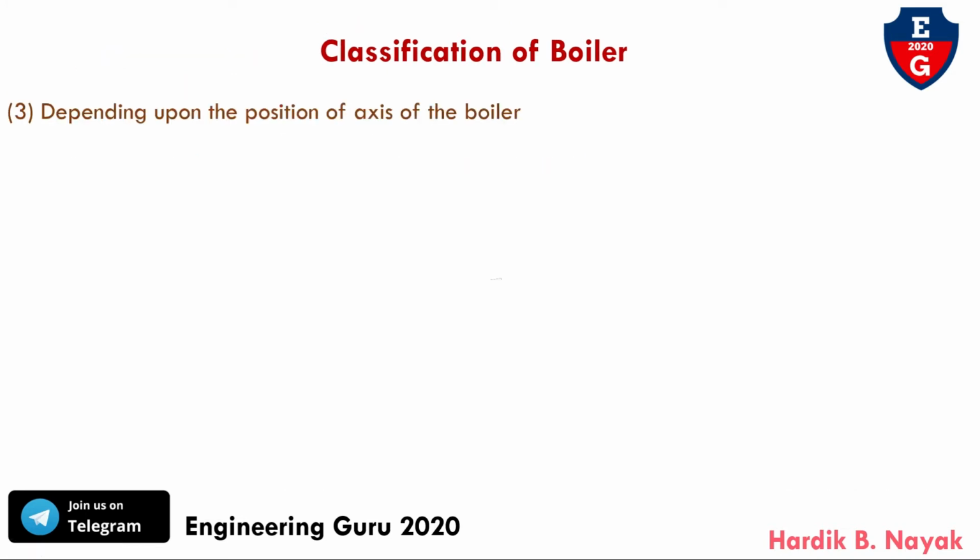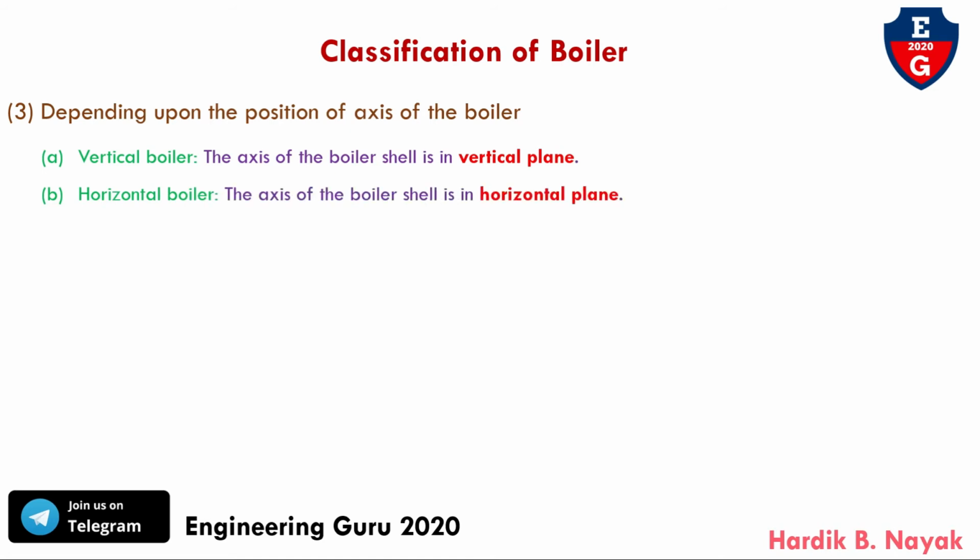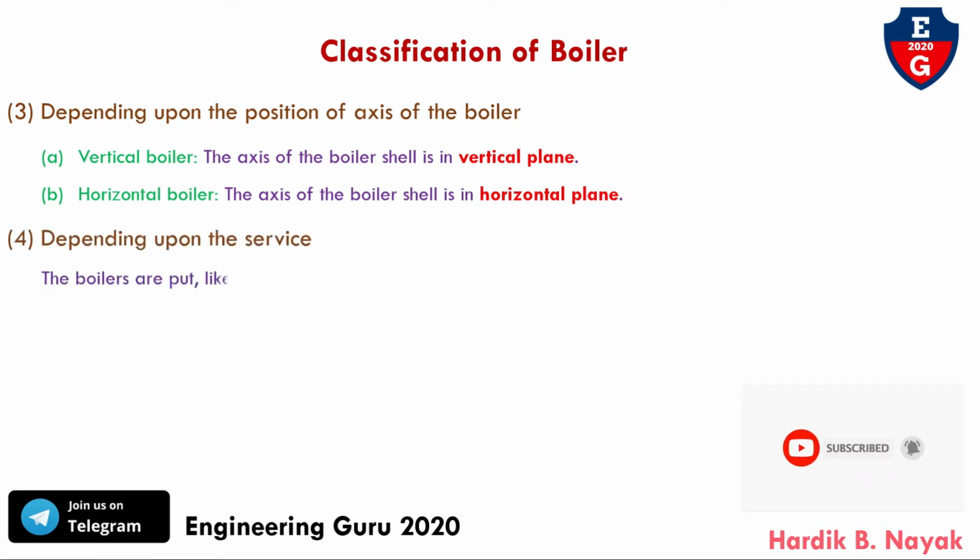Third type, that is depending upon the position of axis of the boiler. It is divided into vertical boiler, in which the axis of the boiler shell is in a vertical plane, and B, horizontal boiler, in which the axis of the boiler shell is in the horizontal plane. So basically the difference is the position, that is vertical position for vertical boiler and horizontal plane for the horizontal boiler.